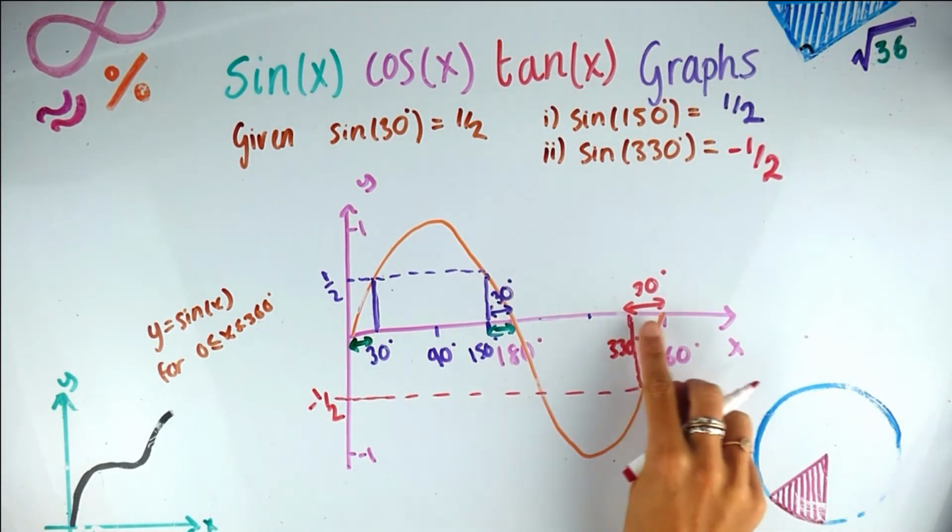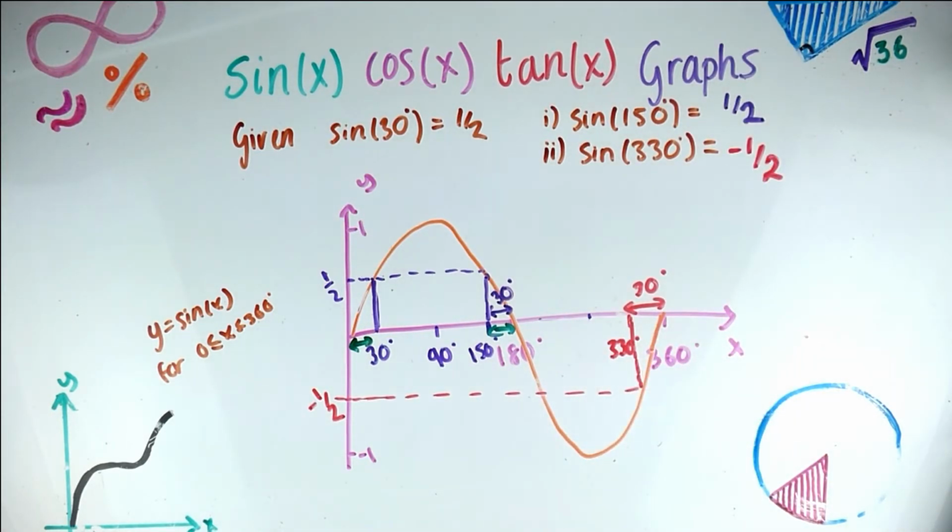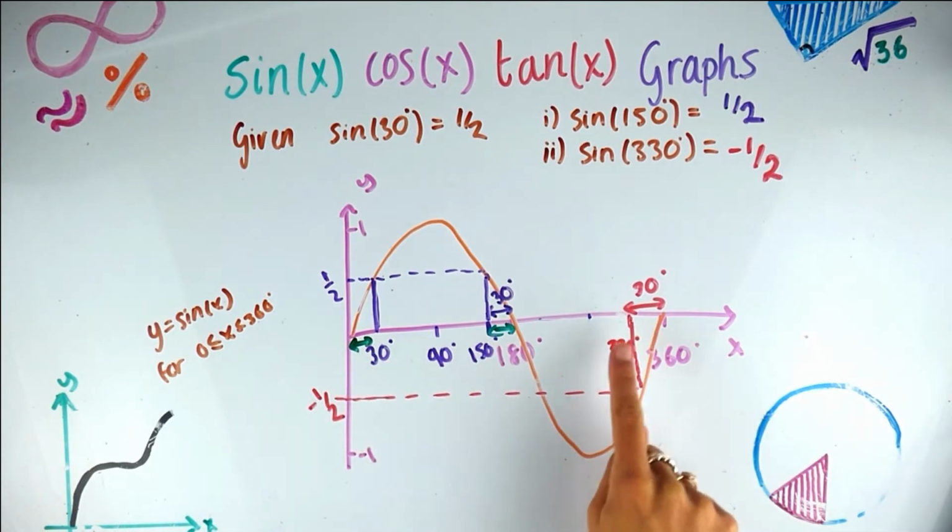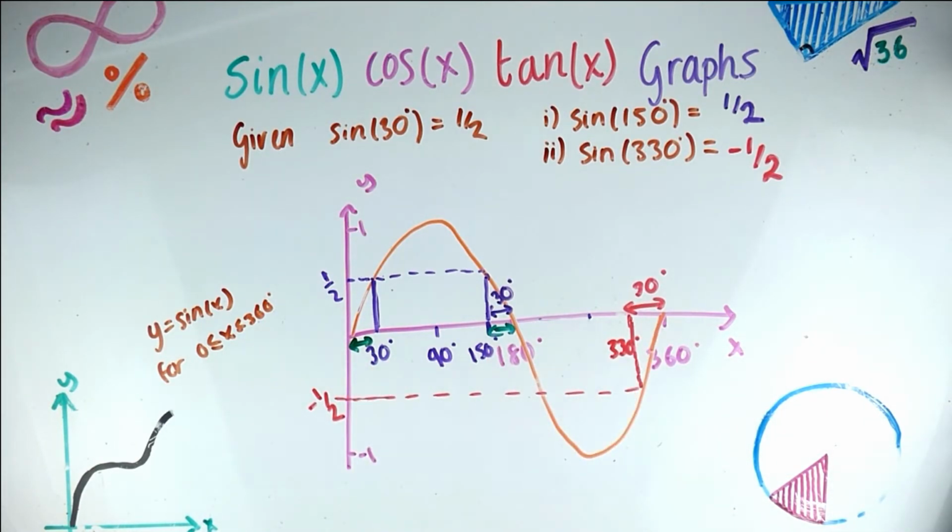So you look, that is 30 degrees away. So I hope that makes sense. You're trying to see from the graph the differences. You can always check it on your calculator, but you do need to show the workings on the graph.